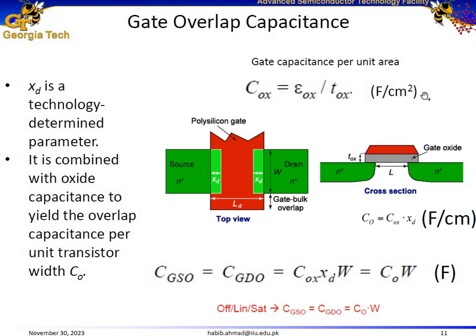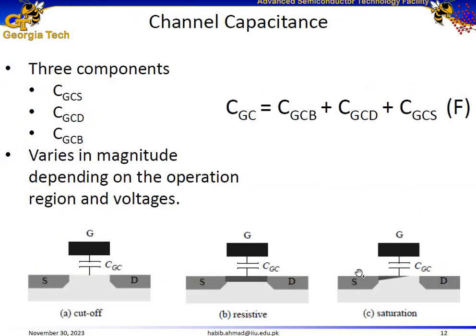Its unit is farad per centimeter square. So since we need this overlap capacitance in farads, we multiply C oxide with the area of the overlap region, giving us the capacitance in farads. Or we can also use this formula in which we have C overlap, the overlap capacitance, a technology parameter. We just need to multiply it with the width of the channel, and it gives us this gate overlap capacitance.